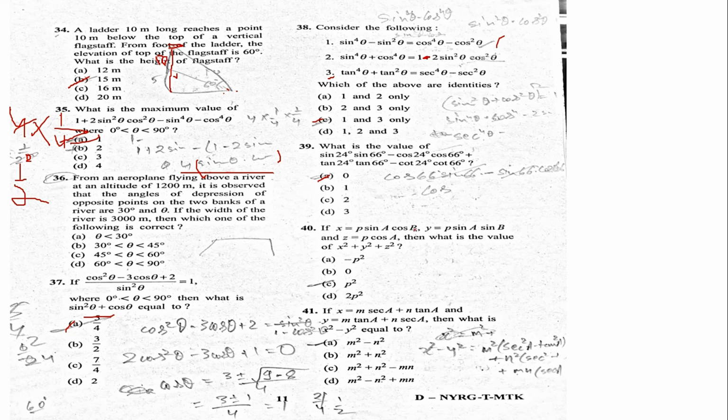Further, x equals p sin a cos b, y equals p sin a sin b, z equals p cos a. So squaring all of this, we will get p square as the answer. Positive p square, that is option C, is the right answer.